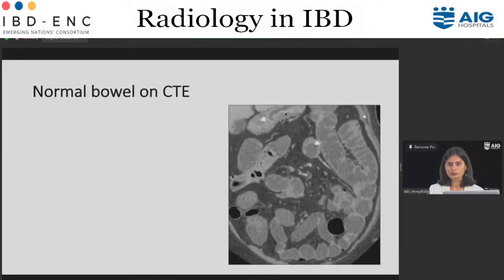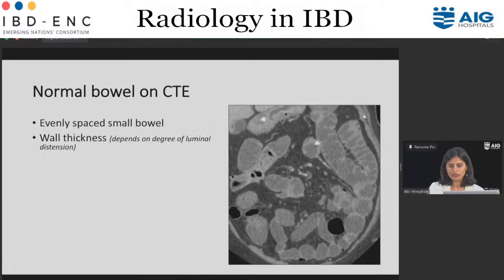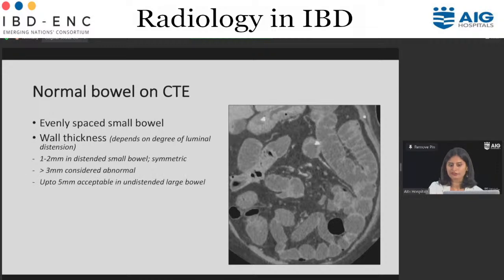So this is how a normal bowel looks on CT enterography. I have a coronal image showing well-distended, evenly spaced out bowel loops. And wall thickness is also fairly uniform. And the wall thickness depends on the degree of bowel distension. So in a well-distended bowel, 1 to 2 mm is considered normal and the bowel thickness is expected to be symmetric. And more than 3 mm is definitely abnormal in well-distended small bowel loops. And a 5 mm cutoff is taken for large bowel loops.